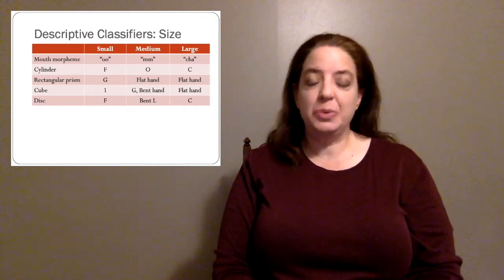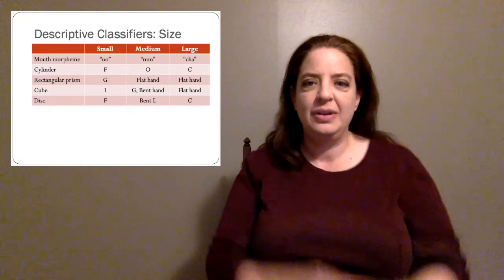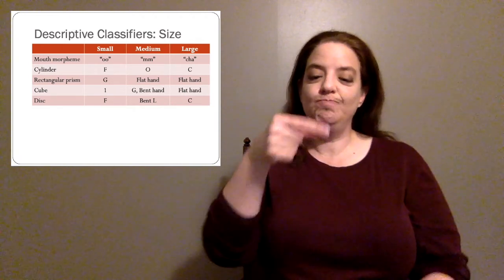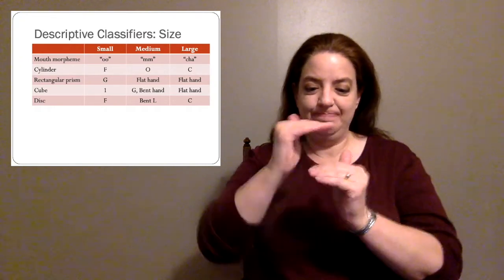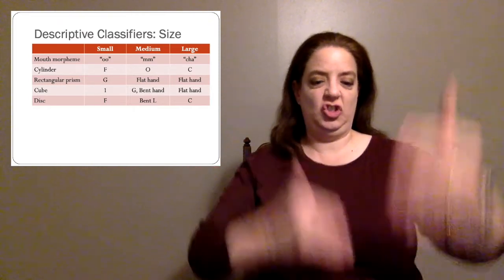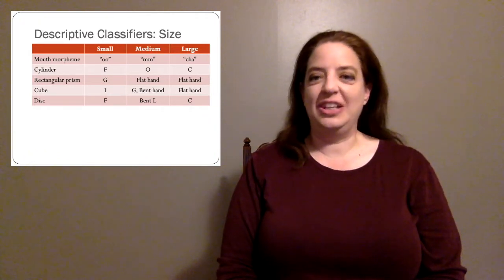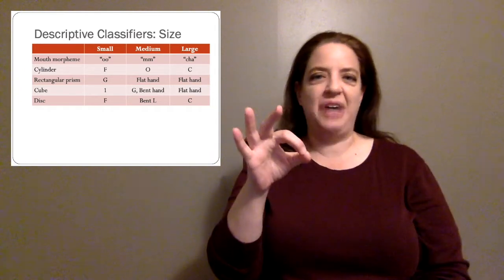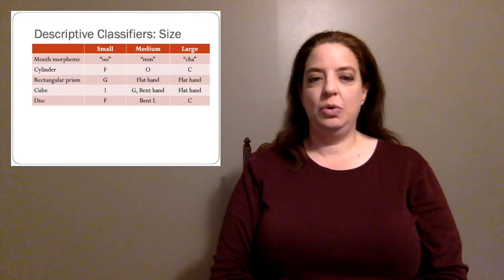A cube, again, if it's really small, you might use a 1, and you kind of exhale while you do that. A medium-sized one might use a G hand or a bent hand. And a big one might use just a flat hand. And last we have discs, again like the cookies. So a small one might just be an F hand shape. So a disc meaning it's flat, it's not a sphere.